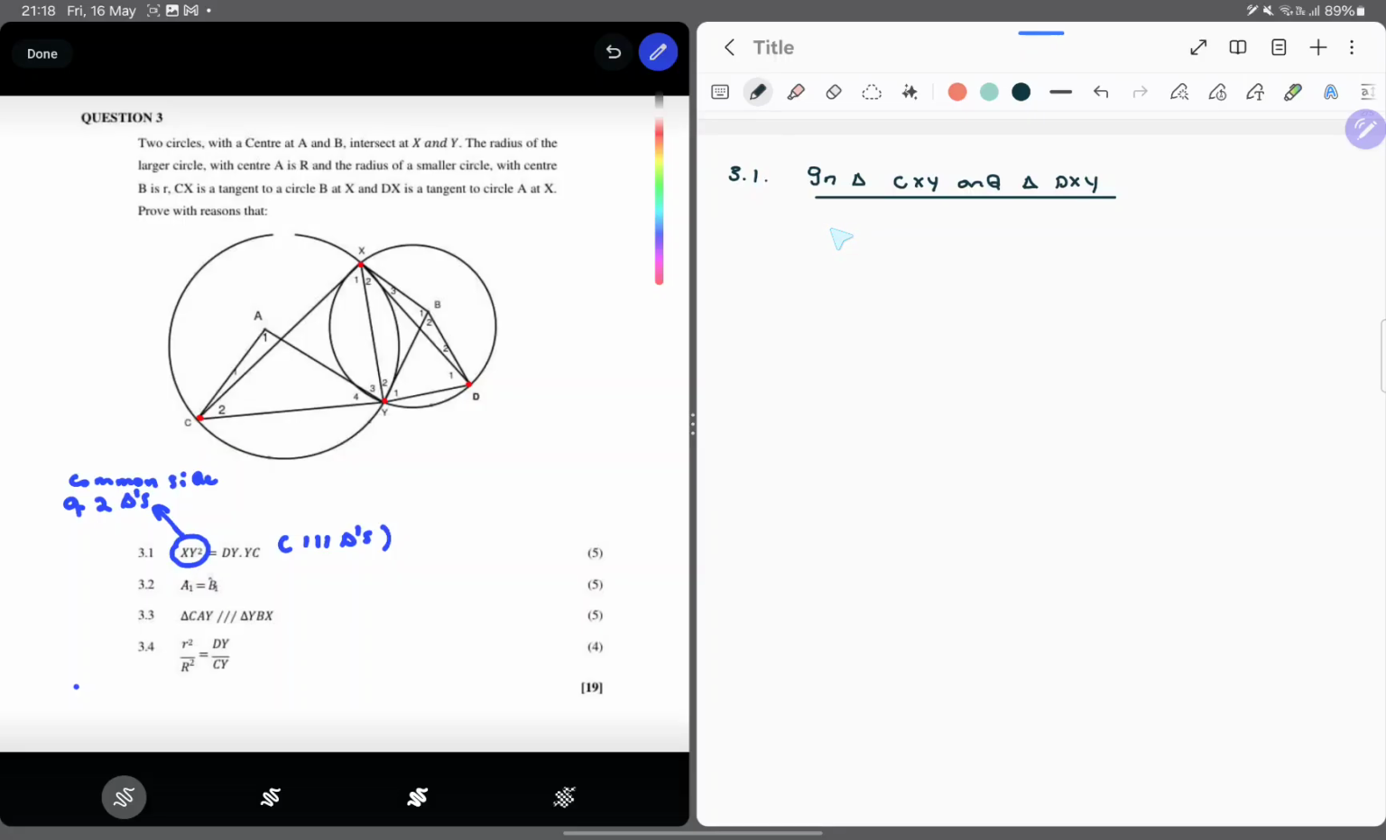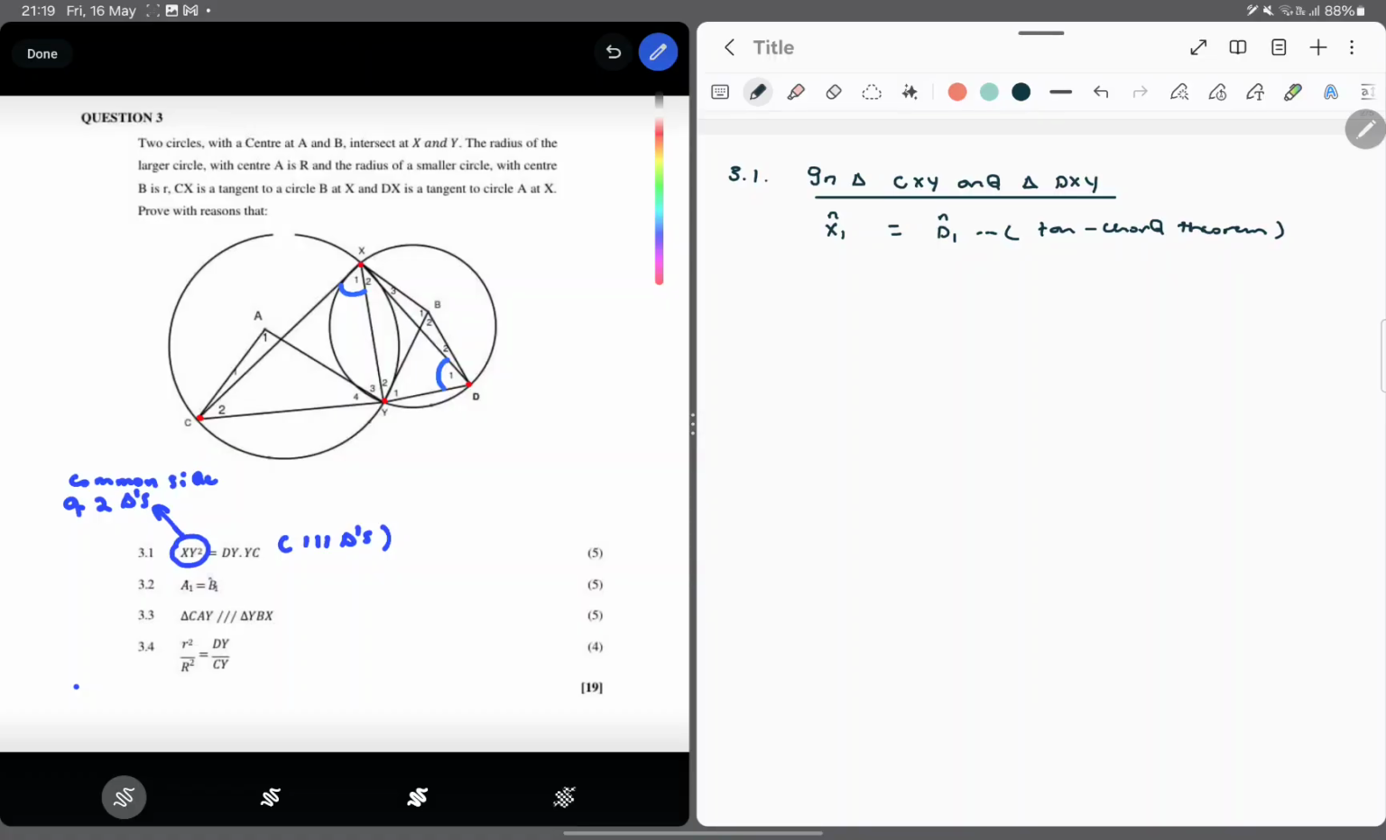We understand that technically in CXY, we can see that X1 is equal to D1 in the other triangle. Why? This is the tan chord theorem, right? Because we're told this is the tangent. So the angle between the tangent and the chord XY is going to be equal to the angle subtended by that chord at circumference.